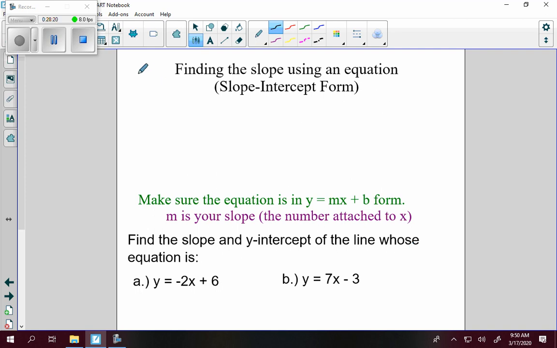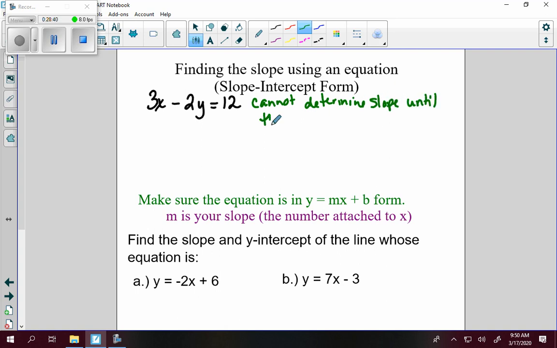So if I give you an equation like 3x minus 2y equals 12, we cannot find the slope, cannot determine slope, until the equation is in the right form. So I'm going to solve for y.